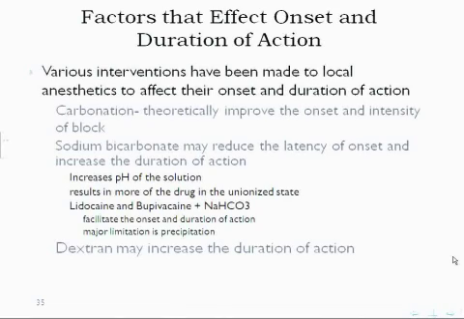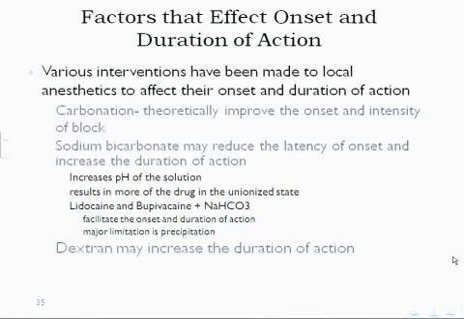What we do very easily is sodium bicarb. That's readily available in our carts. We add the sodium bicarb after we draw up the local anesthetic, and we know that it decreases the latency of onset and increases the duration of action. What it basically does is increase the pH of the solution, resulting in the drug converting into a more unionized state. Things like lidocaine and bupivacaine can be really helped by bicarb. The biggest limiting factor is if you cause precipitation, you have basically wasted money, and that medication has to be thrown out.